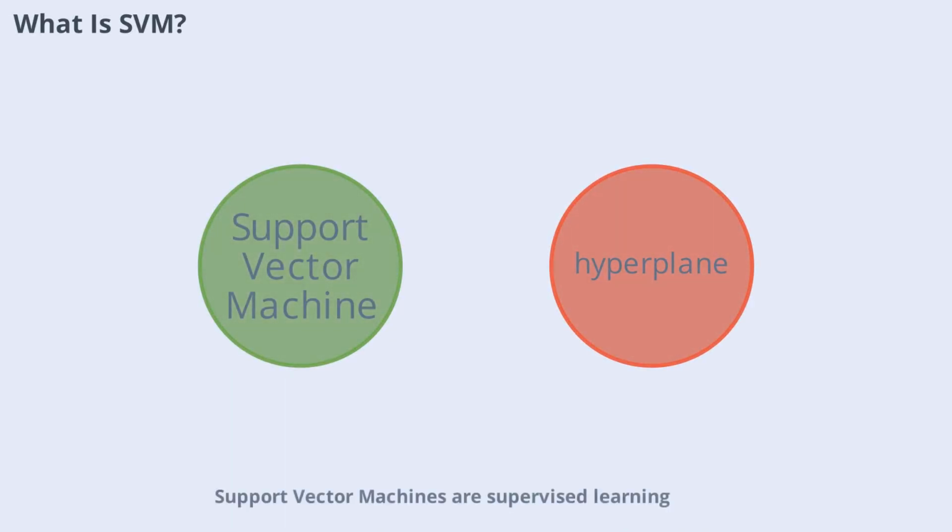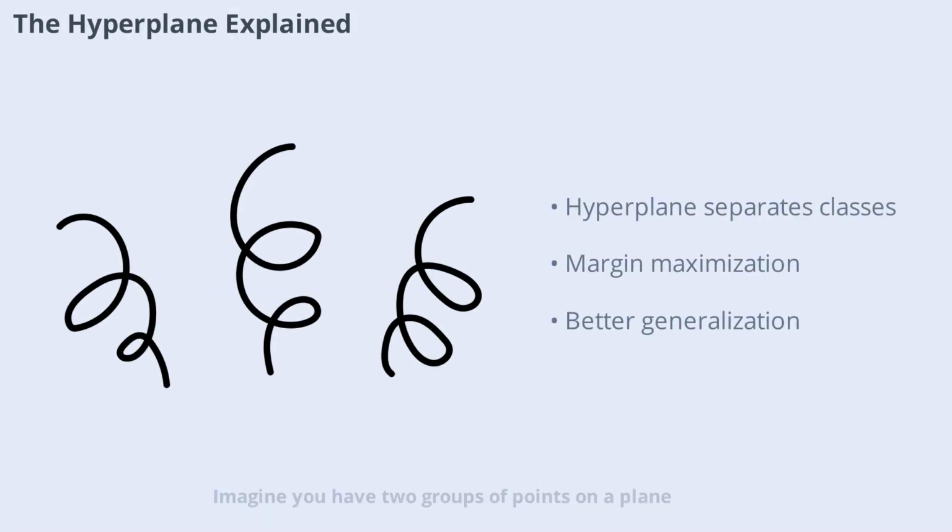Support vector machines are supervised learning models used for classification and regression analysis. At their core, SVMs aim to find the best boundary or hyperplane that separates different classes in your data. This boundary is chosen to maximize the margin between the classes, making SVMs robust and effective, especially in high-dimensional spaces. In the next scenes, we'll break down how SVMs achieve this and why maximizing the margin is so important for generalization.